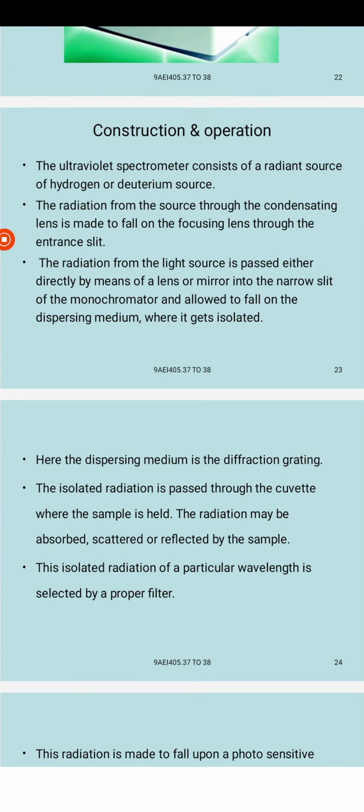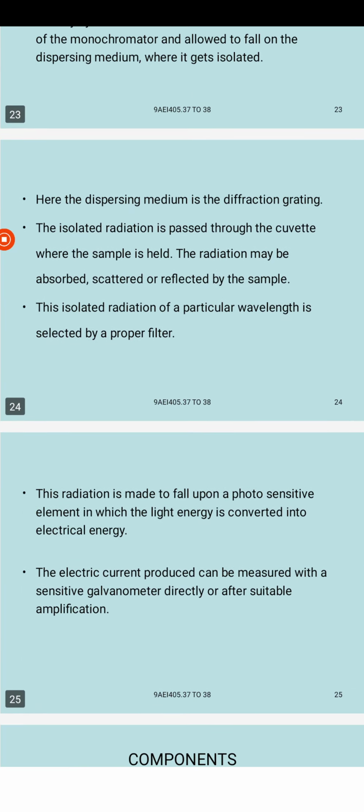Construction and operation of UV spectrophotometer. The ultraviolet spectrometer consists of a radiation source of hydrogen or deuterium source. The radiation from the source through the condensing lens is made to fall on the focusing lens through the entrance slit. The radiation from the light source is directed either directly by means of lens or mirrors into the narrow slits of the monochromator and allowed to fall on the dispersing medium, where it gets isolated. Here the dispersing medium is the diffraction grating.